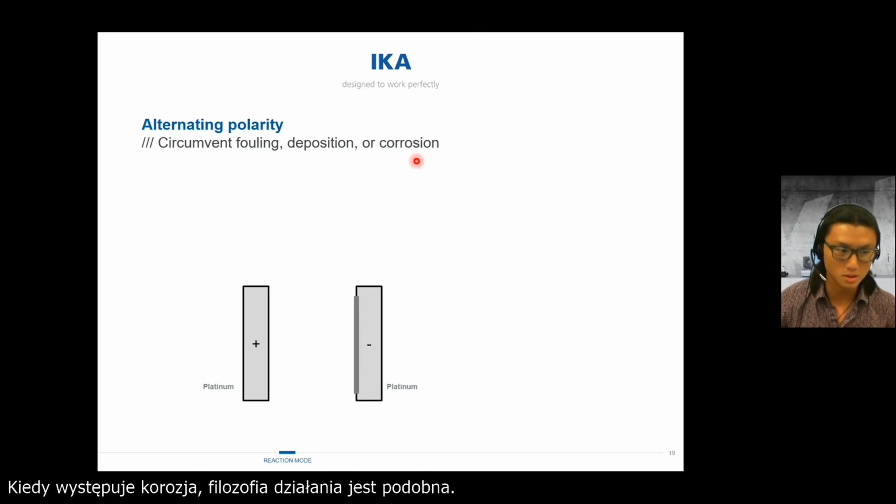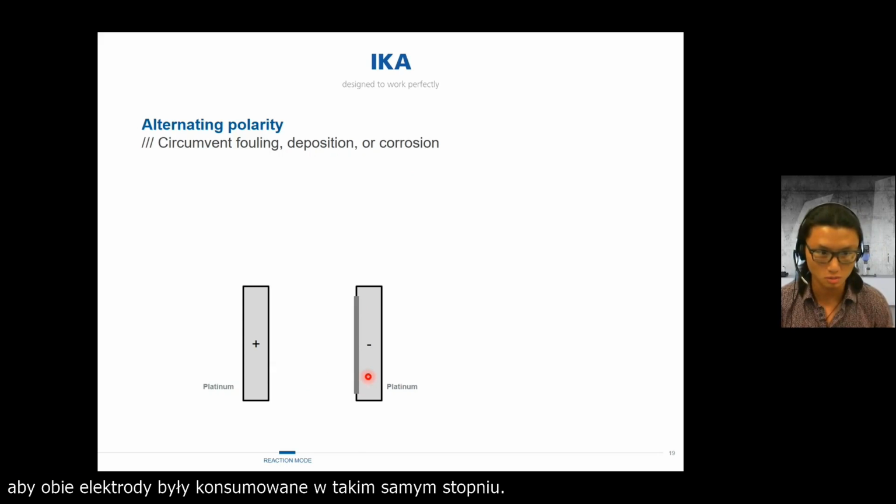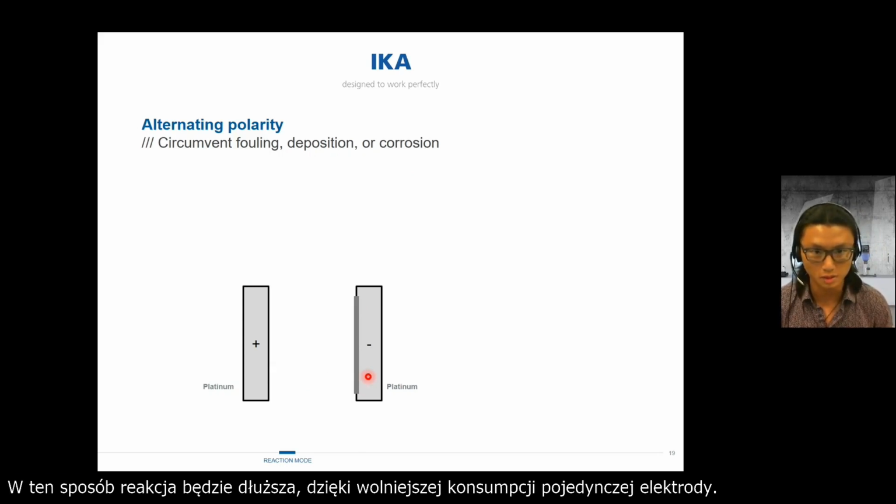When corrosion happens, it employs the similar philosophy. So this time, instead of getting rid of the deposit, it's more of having both electrodes take part to be consumed, so that we are able to make the reaction longer. Because we consume the electrodes more slowly.